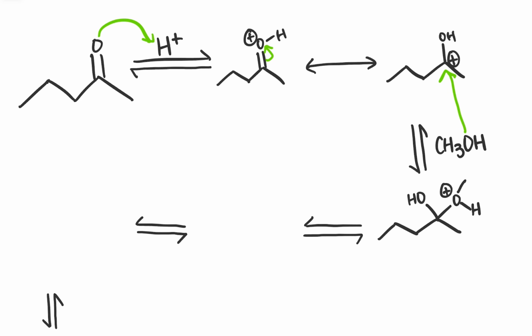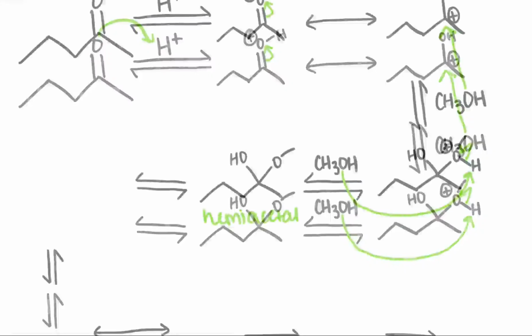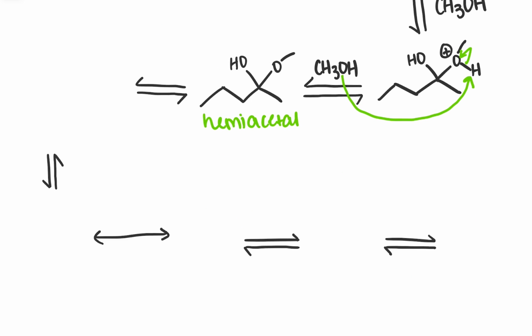Now, at this point, a second equivalent of our alcohol is going to be added, only this time instead of doing a nucleophilic attack, it is going to deprotonate our oxygen from our alcohol group that we just added, making that oxygen no longer positively charged. Now, at this point, we have formed a hemiacetal, which is super unstable, so we are going to want to continue our reaction further. All right, moving on.